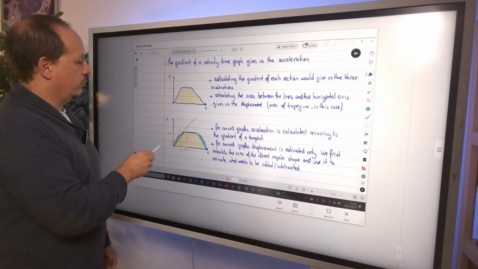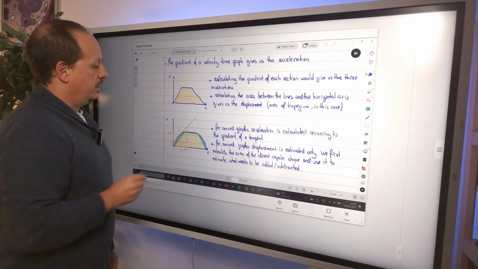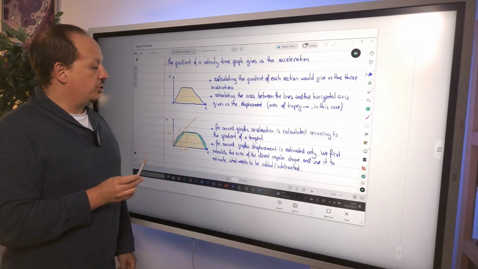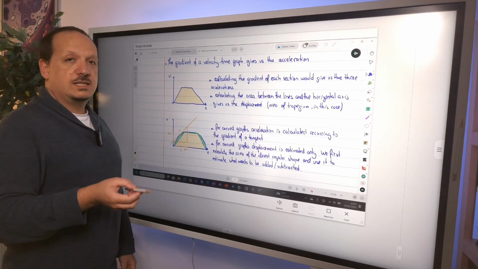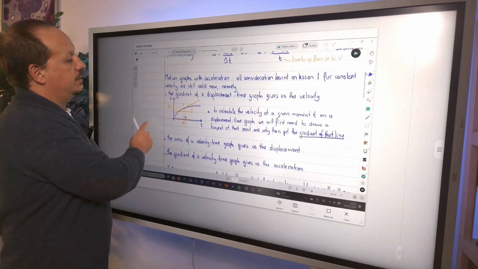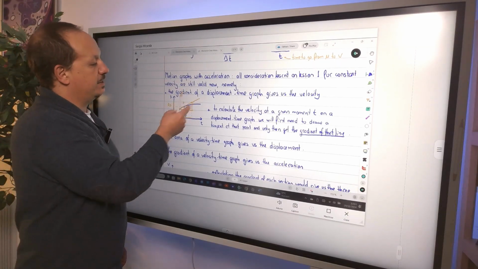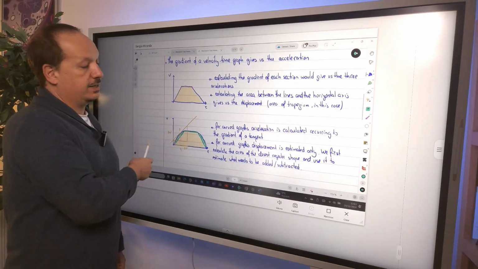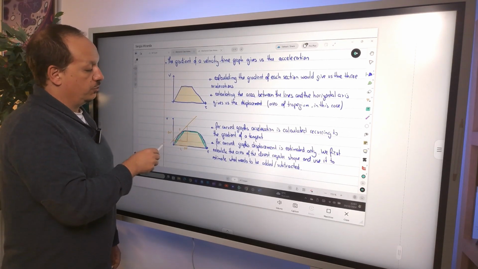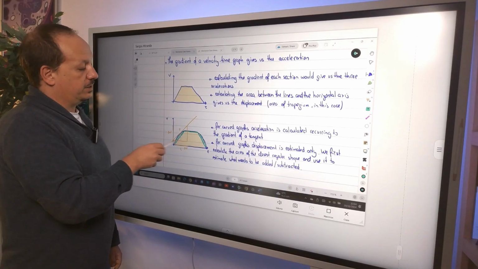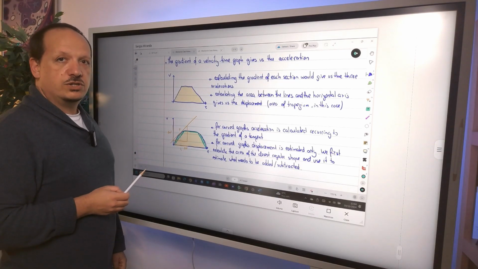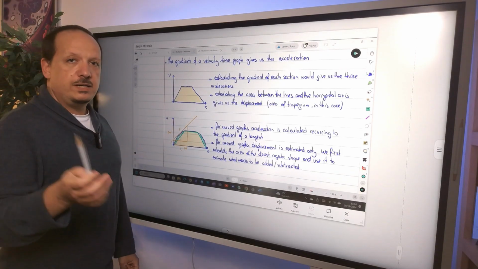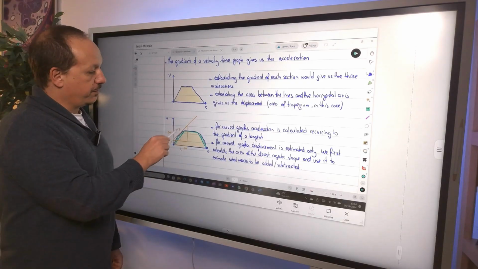What if you have a curved graph? In the unlikely event that you have a curved graph, then the acceleration can be calculated the same way as you calculate velocities on a displacement time graph right now. You have to draw first a tangent, pick 2 points, draw the triangle, change of height over change of distance. That's your acceleration.